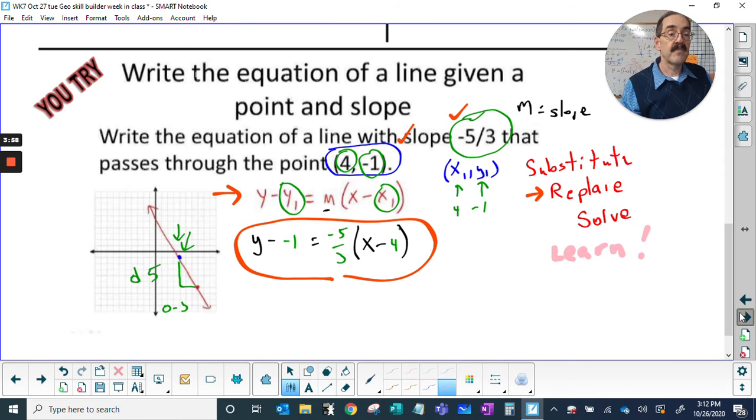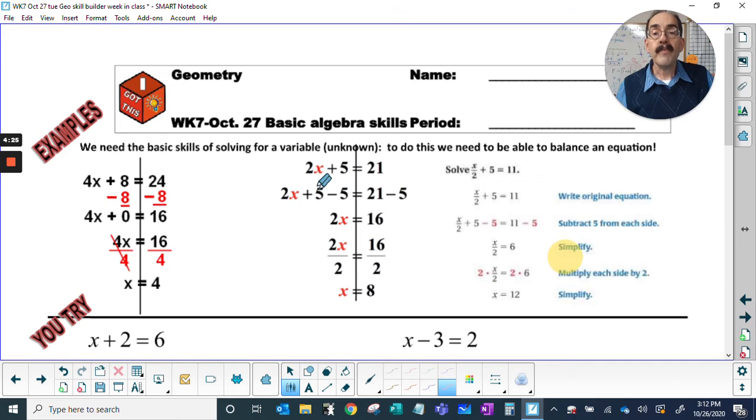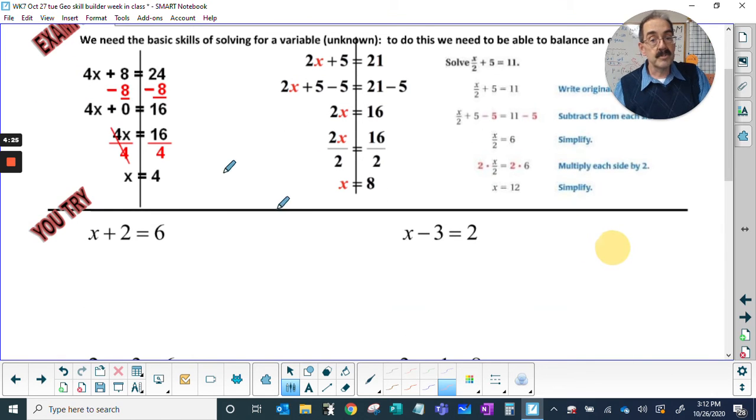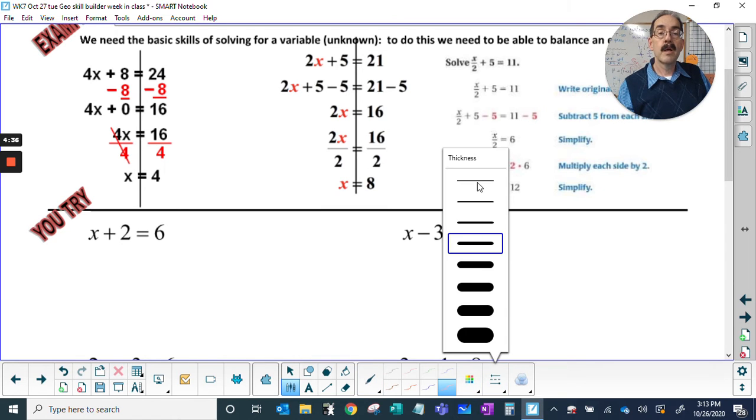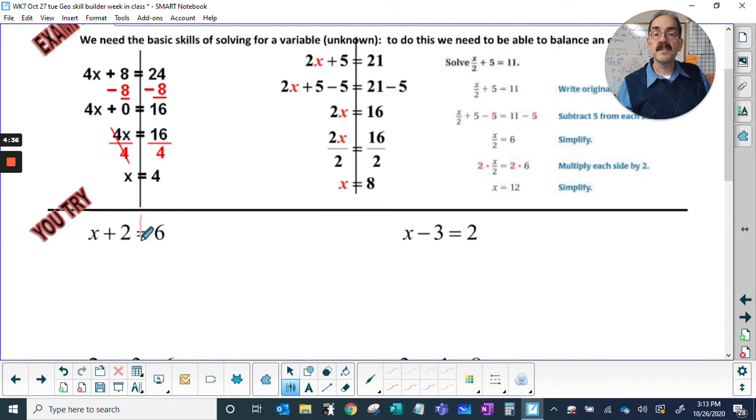So, step 1: substitute, replace, solve. Next page. In middle school, all of you have done some solving for a variable. Algebra students, you've done a lot of it. Hopefully you remember drawing this little fence and balance. I'm an equal sign, and I have to keep it balanced. Whatever I do to one side, I do to the other side. I want to isolate the variable x. I need to get rid of a +2.